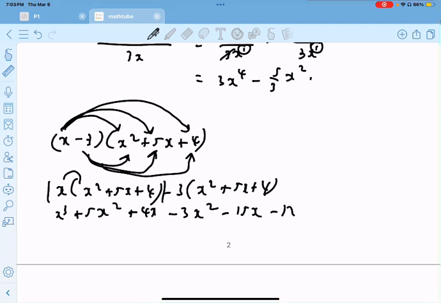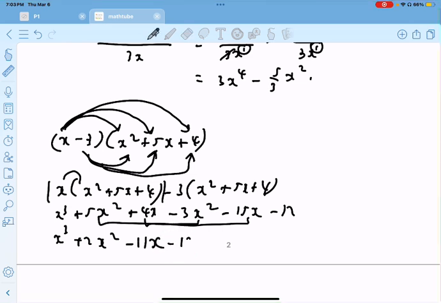And then you simplify all of this again. x cubed. These two terms are similar: 5 minus 3 is 2, plus 2x squared. 4 and minus 15 gives minus 11x. And then we have a lone minus 12. This will be a simplified answer for the expansion of that.